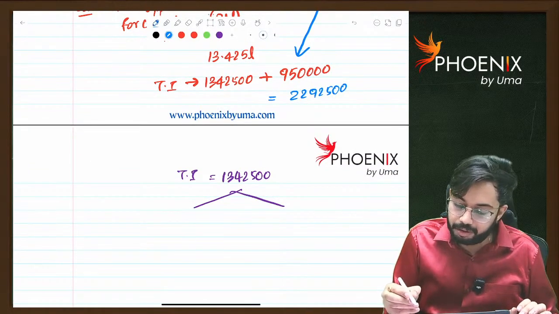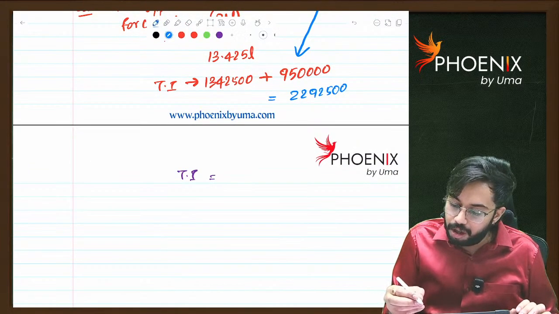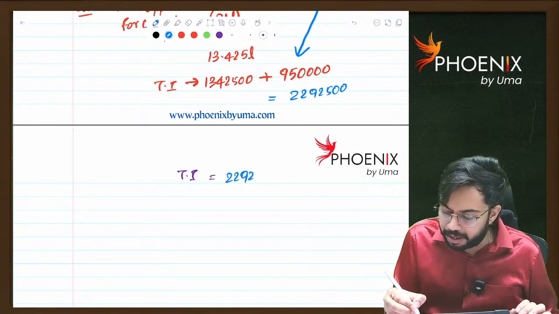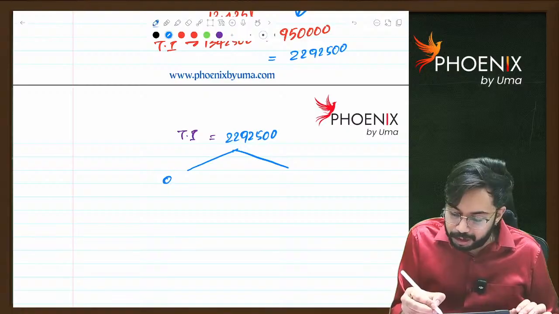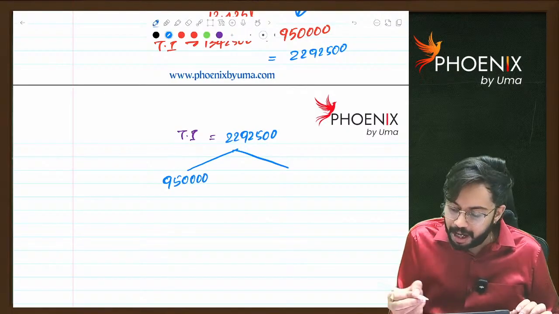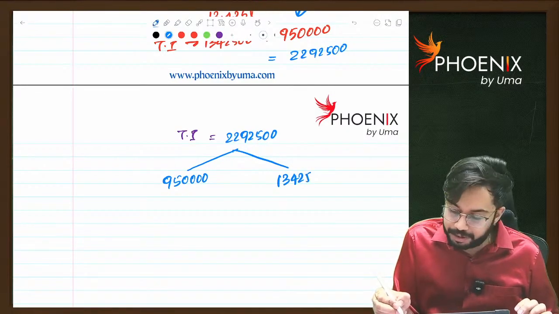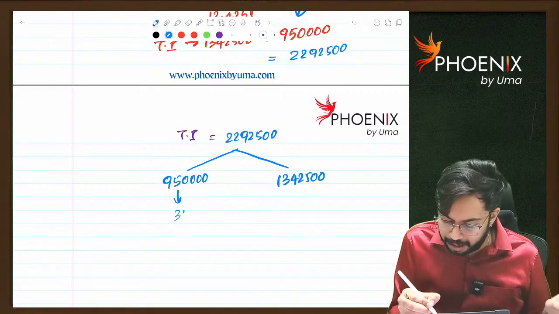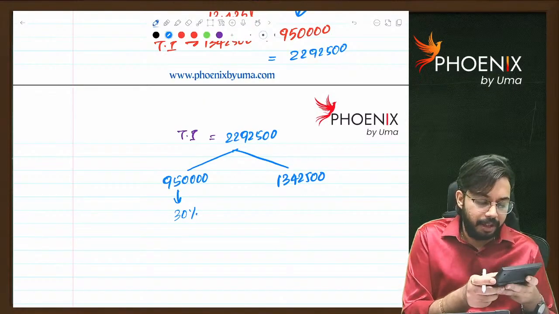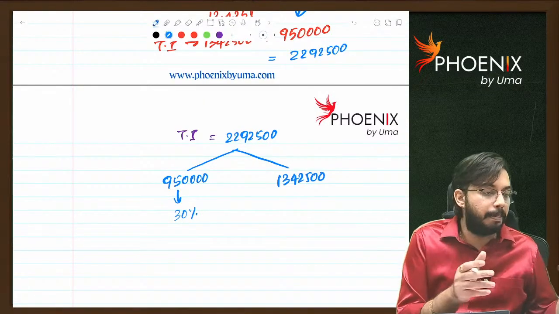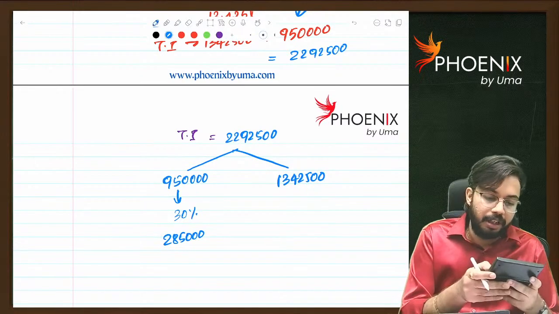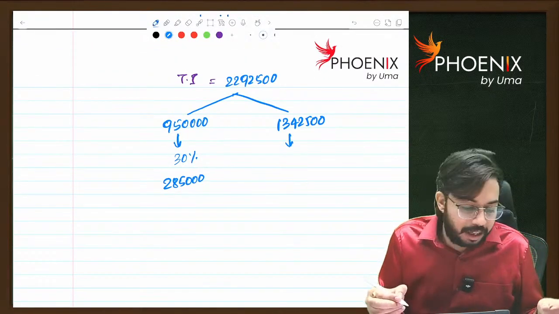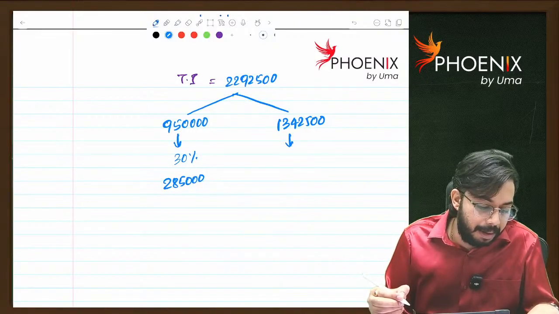So total income is 22,92,500, divided into two parts. Anonymous donation 9,50,000. Other 13,42,500. The anonymous donation is taxable at the rate of 30%. 9,50,000 into 30%. How much? 2,85,000. Next, 13,42,500. He is following 115BAC, no?